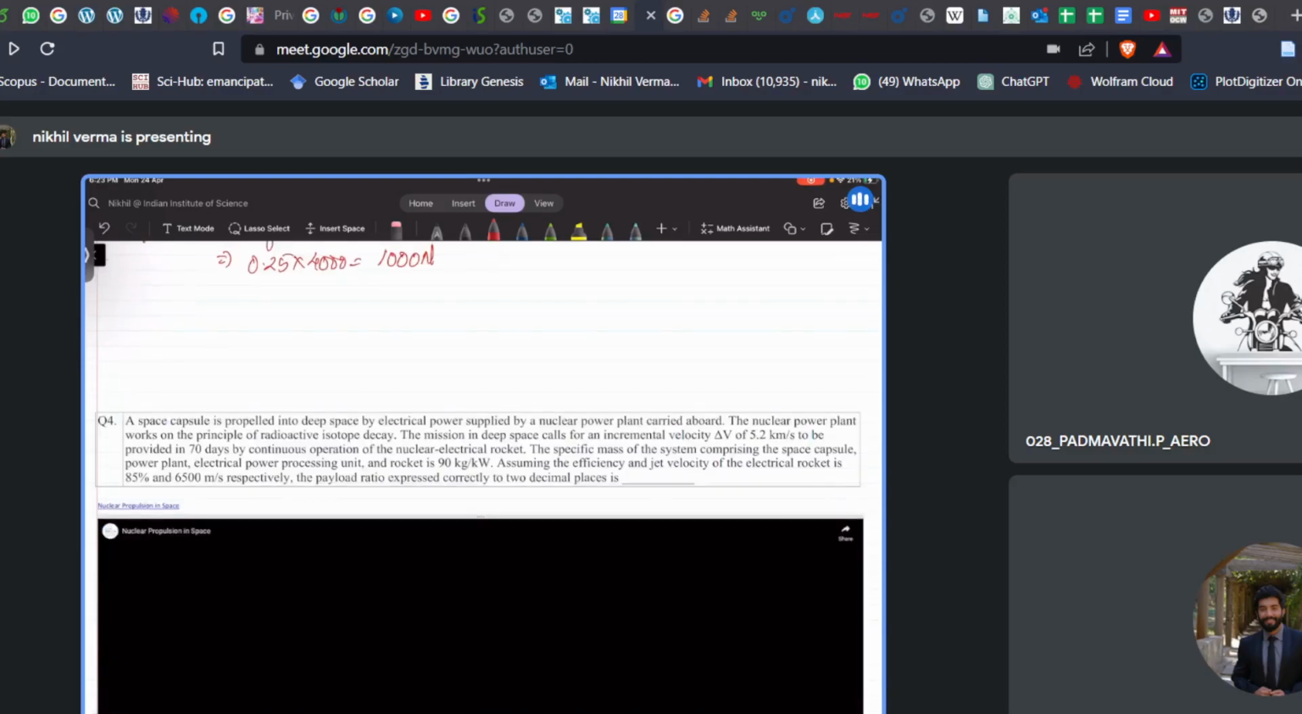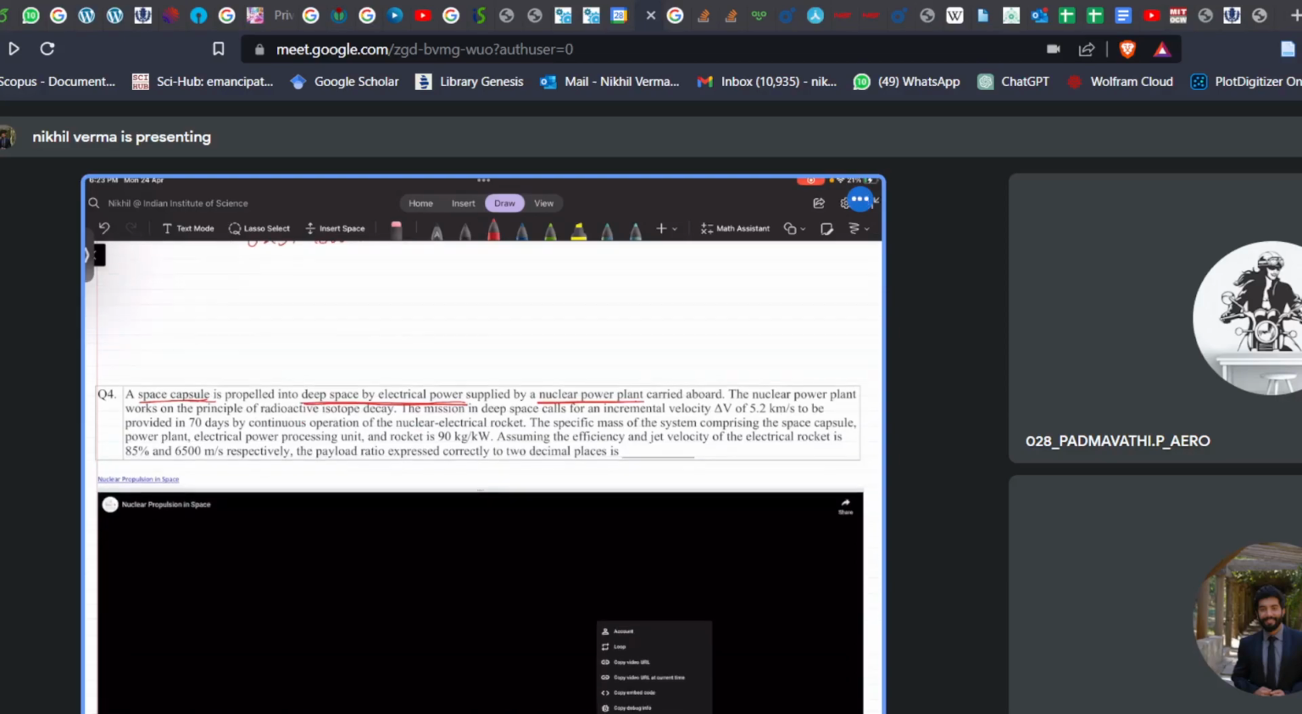So we have a space capsule which is propelled in deep space by electric power, which is supplied by a nuclear power plant. So the nuclear power plant works on a principle of radioactive isotope decay.